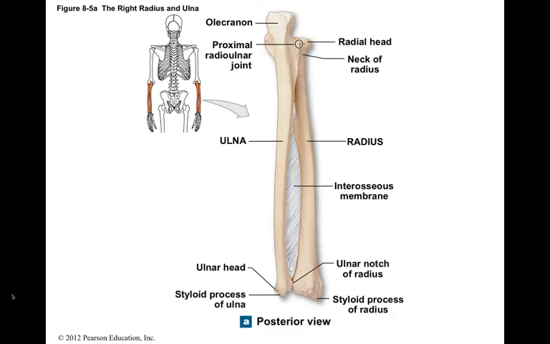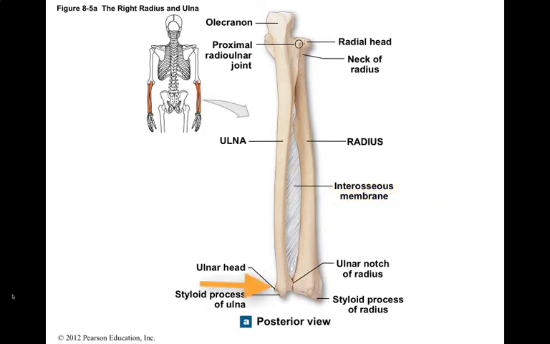The ulna and radius are the two bones of the antebrachium or forearm. These bones are parallel to each other. In the anatomical position, the ulna lies medial to the radius. The olecranon is the proximal end of the ulna and is the pointy tip of the elbow. The interosseous membrane is a fibrous sheet that connects the ulna to the radius.